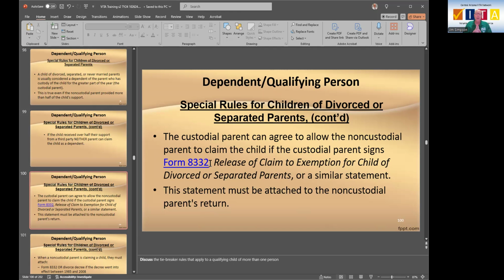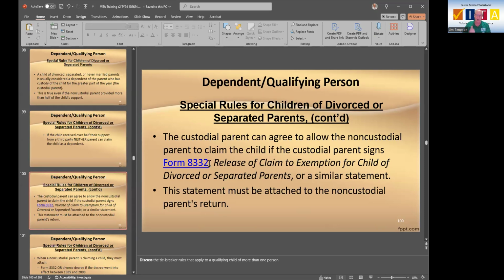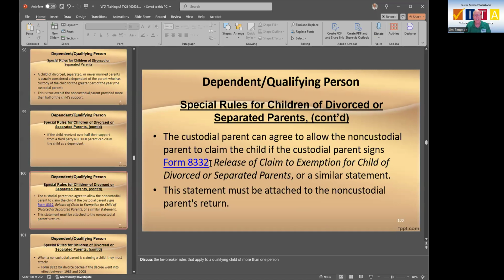So that's common. You're likely to run into people who say, well, I always just attached my divorce decree that said I'm entitled to the exemption. That used to be good before about 2018, but it hasn't been good for like 6 years. They should know that by now, but maybe they've been doing their own return. That's not the rules anymore. They've got to attach that form that's signed by the custodial parent.